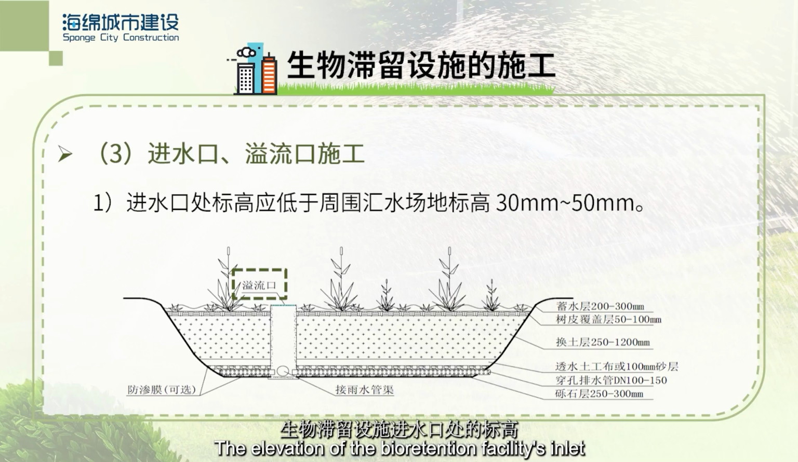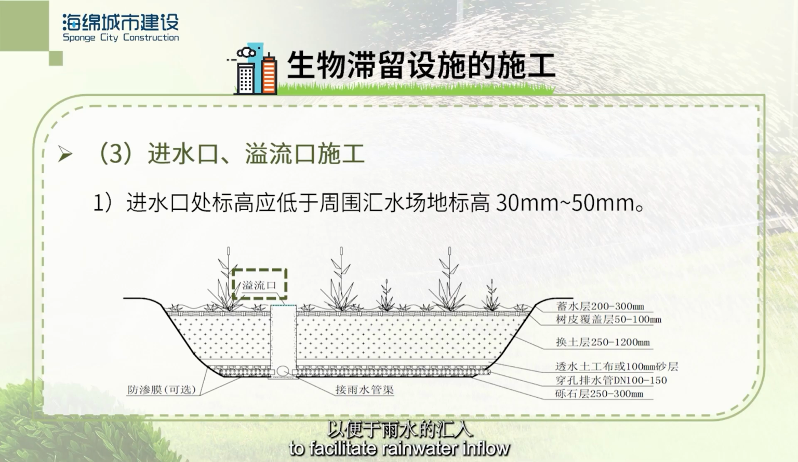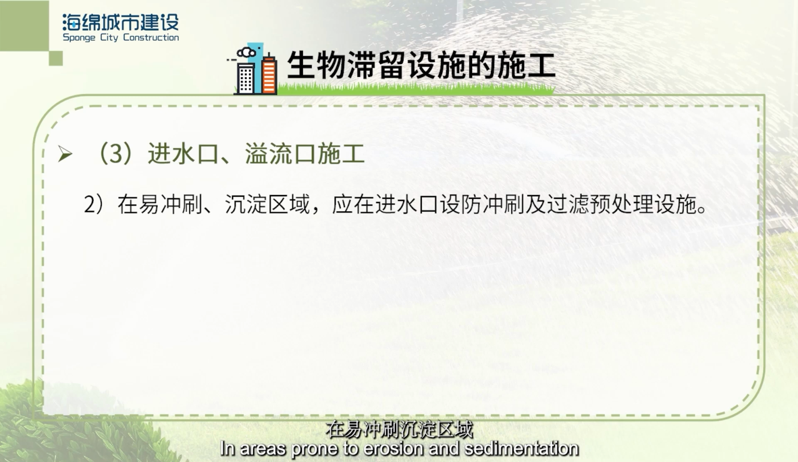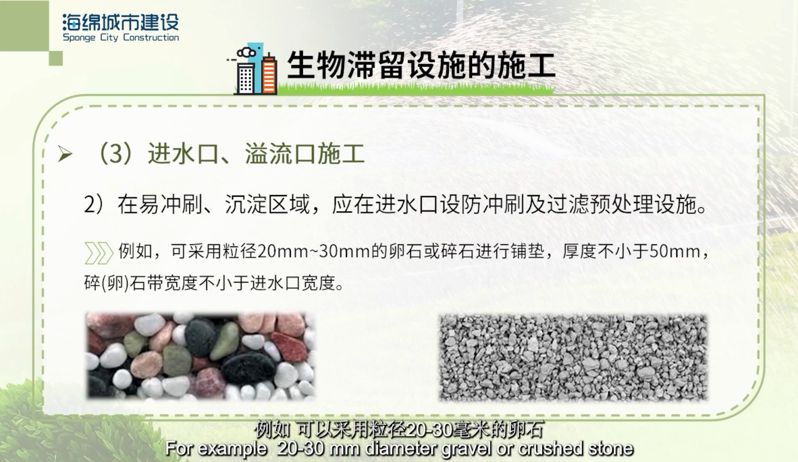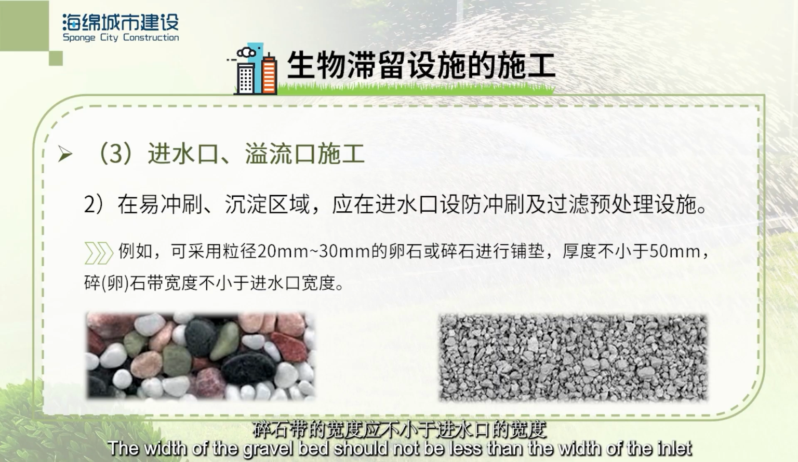The elevation of the bioretention facility's inlet should be 30 to 50 millimeters lower than the surrounding catchment area to facilitate rainwater inflow. In areas prone to erosion and sedimentation, the bioretention facility should have anti-erosion and filtration facilities installed at the inlet. For example, 20 to 30 millimeters diameter gravel or crushed stone can be laid as a cushion with a thickness of not less than 50 millimeters. The width of the gravel bed should not be less than the width of the inlet.